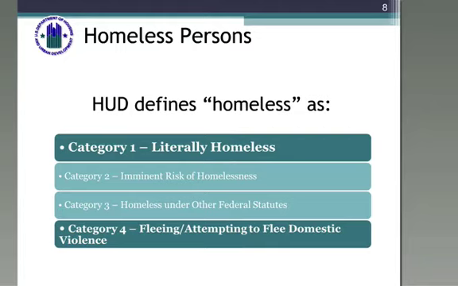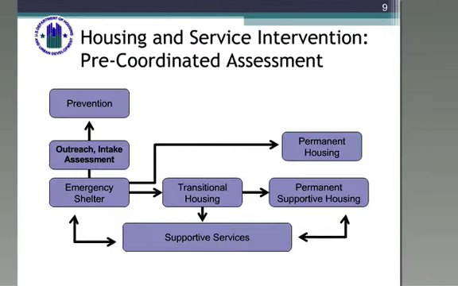Category 1 is literally homeless, which is defined as an individual or family who lacks a fixed, regular, and adequate nighttime residence. And Category 4, which is fleeing or attempting to flee domestic violence, which refers to any individual or family who is fleeing or attempting to flee a domestic violence situation, has no other residence, and lacks the resources or support networks to obtain other permanent housing.